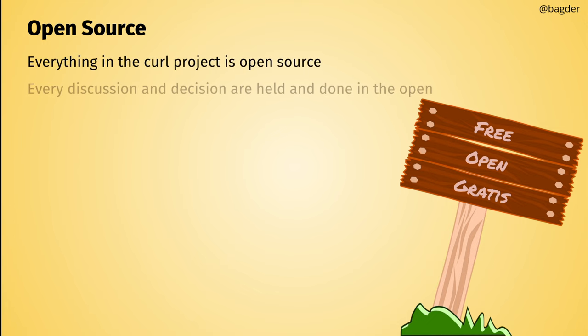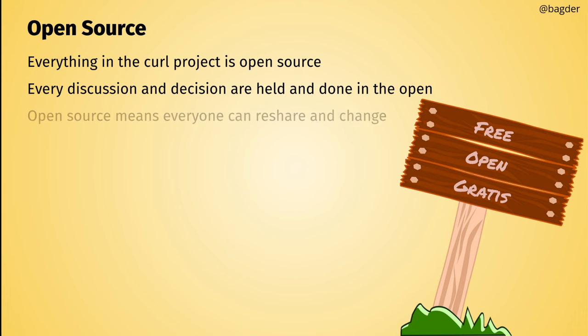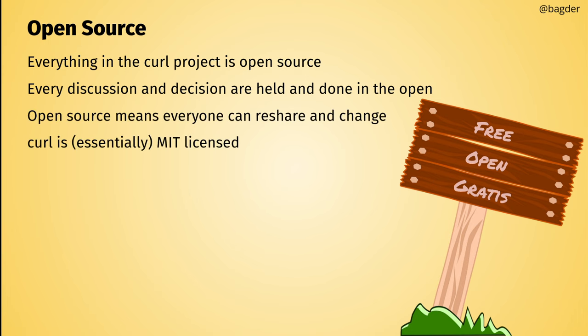Open source means that everything is there to be used openly, shared and distributed by anyone. We also make every discussion, decision, everything held in the open, and we do that as much as we can. Curl is MIT licensed.